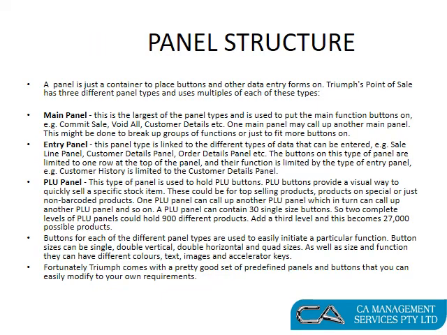So when you're looking at the panels within Triumph, there are 3 or 4 main panels in the system. There's the main panel that holds all of the transaction information, the entry panel where you're actually putting in the customer details, and the PLU buttons, which are all of the transaction or shortcut buttons. As you look at the individual videos, you'll see this in a little bit more detail.